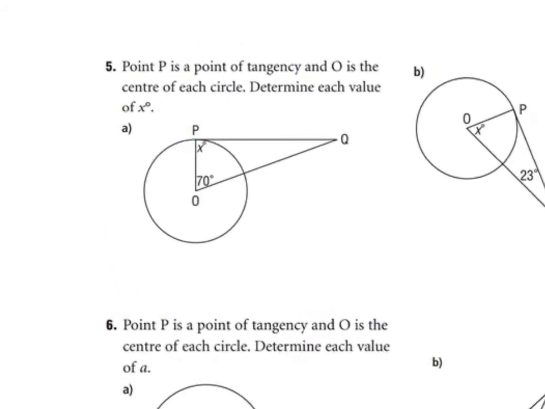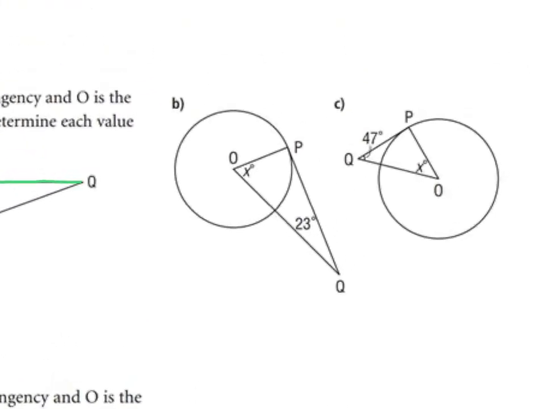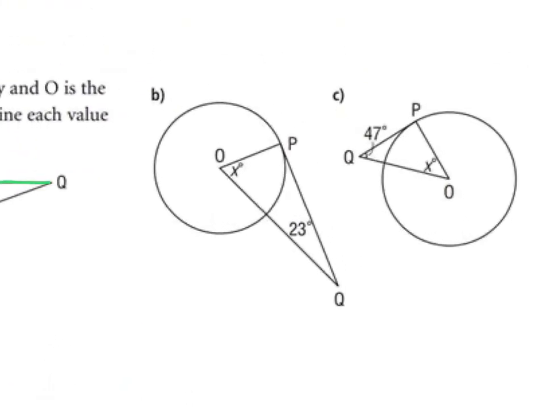Point P is a point of tangency, so there's our tangent, which means that line PQ is a tangent line. O is the center, okay. Determine each value of x. Well, we have our radius meeting up with our point of tangency. We know that x is 90 degrees. It's a right angle. In B, let's take a look here.